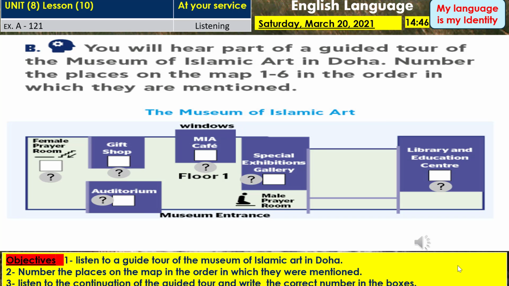Start with the first objective. You will hear part of a guided tour of the Museum of Islamic Art in Doha. Number the places on the map from 1 to 6 in the order in which they are mentioned.